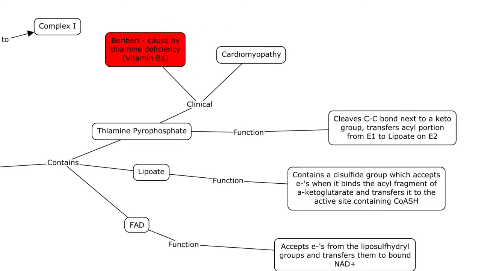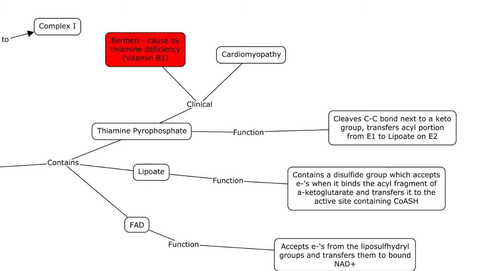It's a complex containing, well, the three that we're going to look at are thiamine pyrophosphate, lipoate, and FAD. Thiamine pyrophosphate is clinically relevant because a lack of thiamine, or vitamin B1 deficiency, can cause beriberi and cardiomyopathy. I think they're actually supposed to be tied together. The cardiomyopathy is related to beriberi. The thiamine pyrophosphate cleaves a carbon-carbon bond next to a keto group and transfers the acyl portion from E1 to lipoate on E2 as part of the complex.